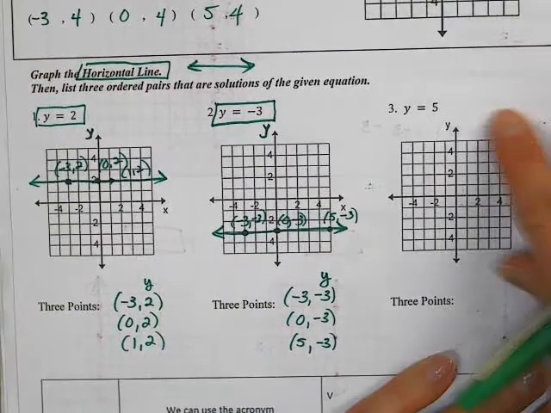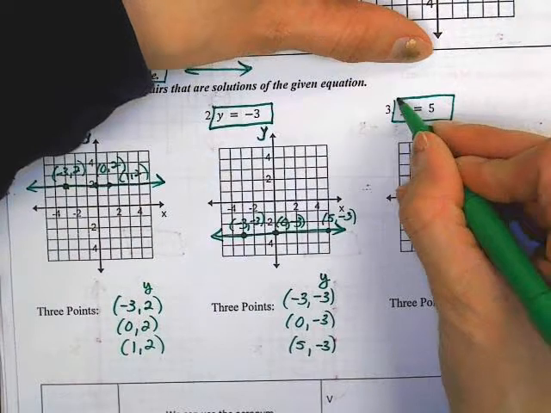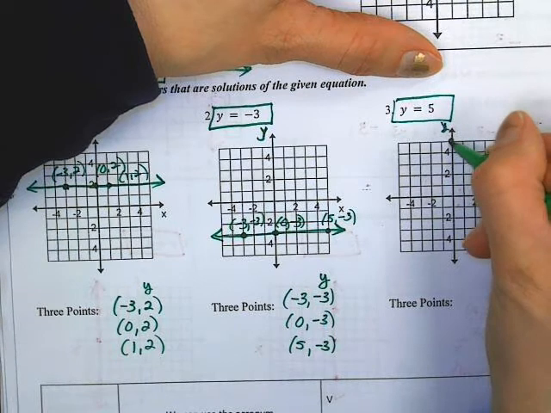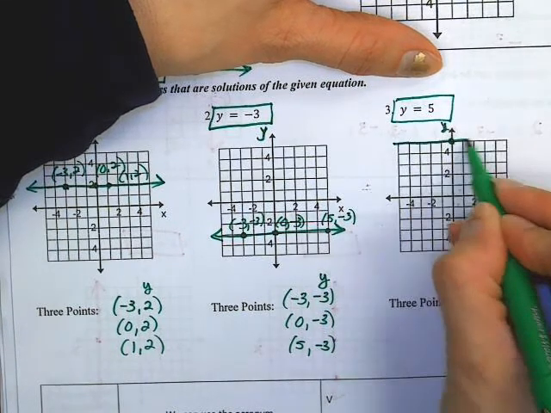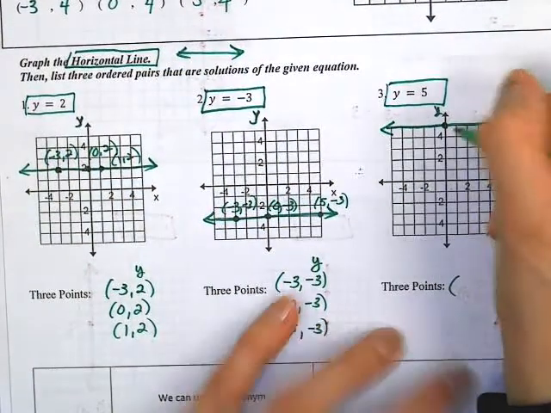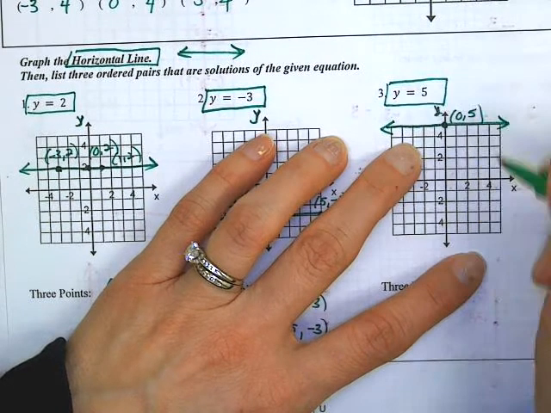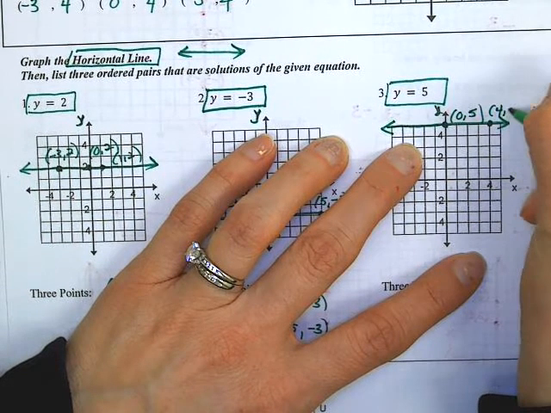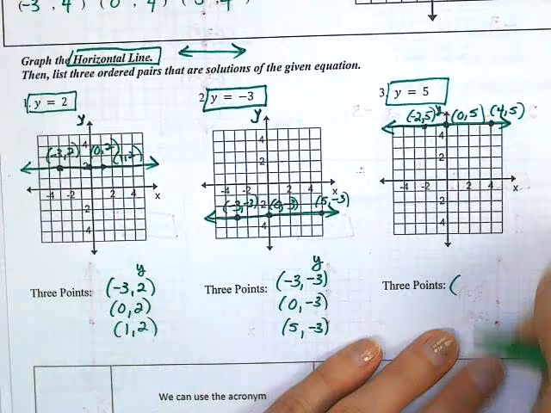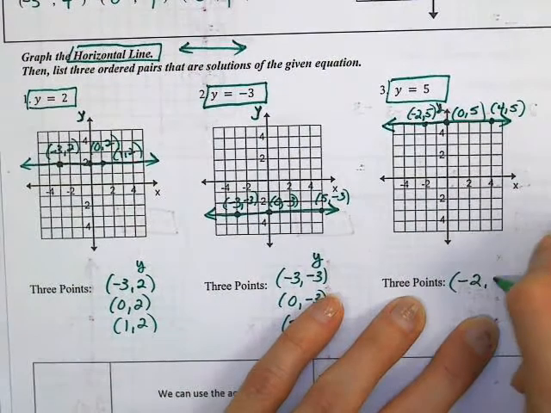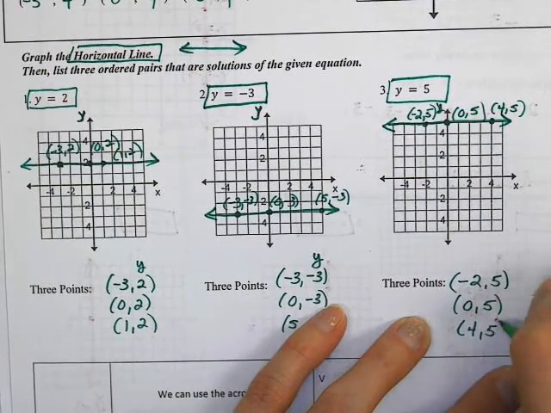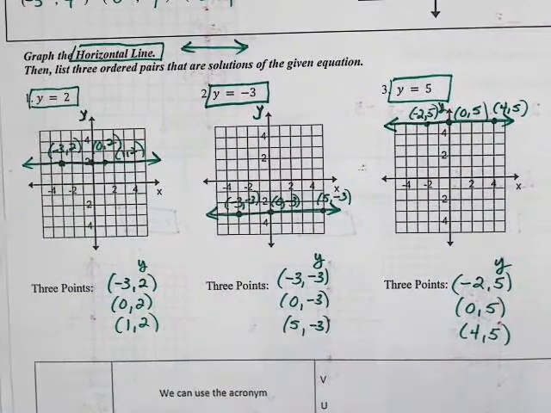Okay, this last example here, y equals 5. So we're going to go to the y-axis, 1, 2, 3, 4, 5, and we're going to draw a horizontal line. And we're going to find some points. This is the point 0, 5. Here's a point 4, 5. Here's a point -2, 5. Let's write down the points. -2, 5; 0, 5; 4, 5. All of the y values are 5.